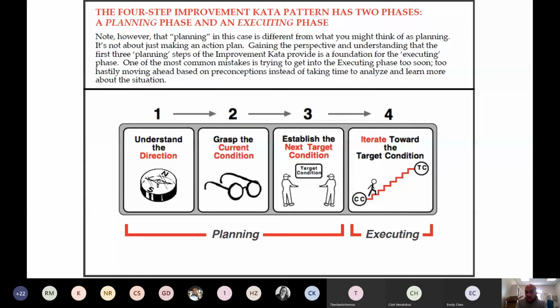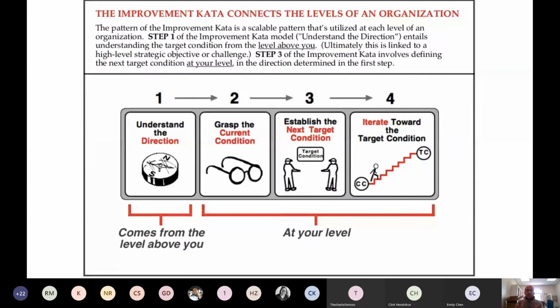If you look at this one, understanding the direction comes from above you. What is the faculty one? What is IMSA? What are the provincial guidelines? What is the triage goal? What is the time to the consult, time to being seen? What is the goal of the province, etc.? This usually comes from above. Everything else is at your level. That's very important to understand.